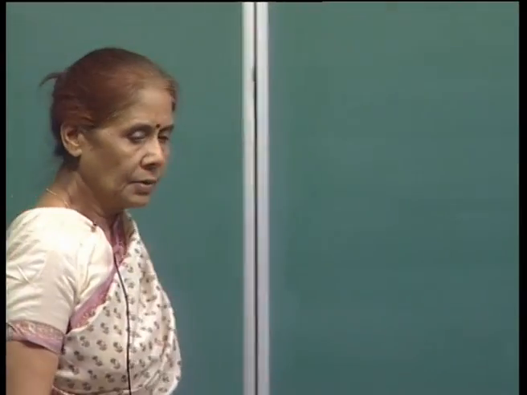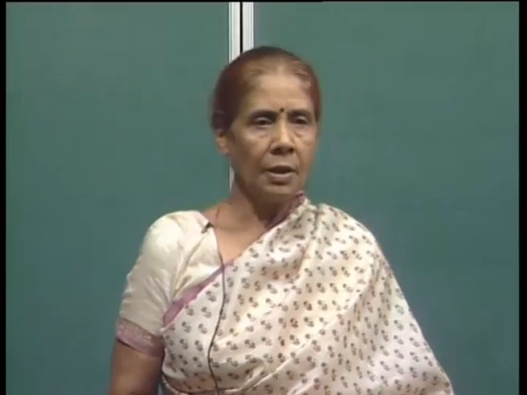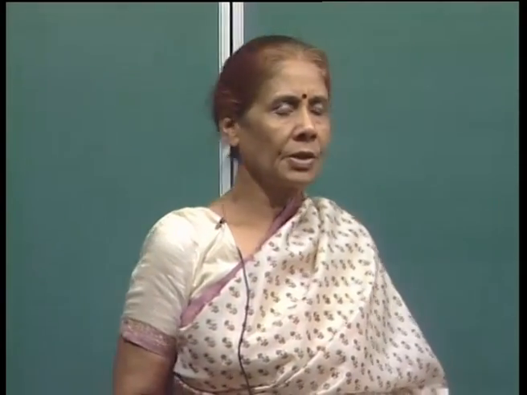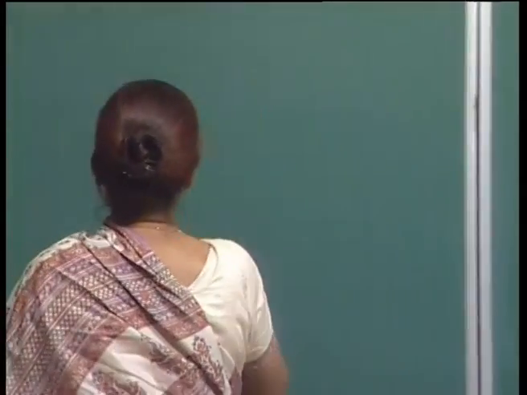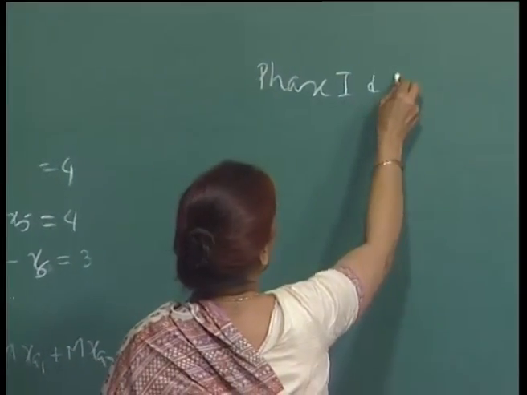In the last lecture, we talked about a method to find out a starting basic feasible solution for a linear programming problem. When problems are large, you cannot always find a starting basic feasible solution by inspection. So, I gave you the phase 1 and phase 2 method.